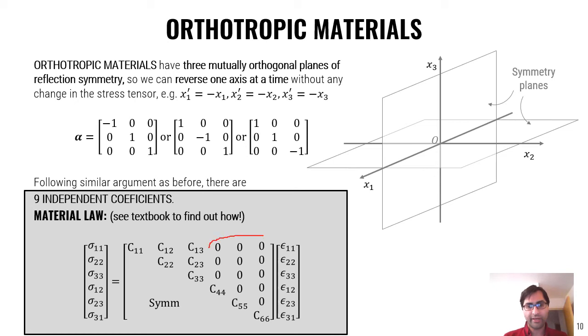You notice that now we get more zeros and only 9 independent coefficients to deal with.